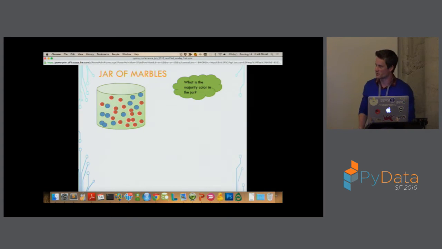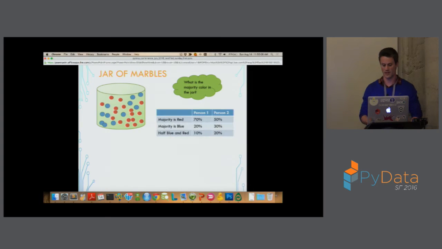Let's assume there are more marbles than there are now, but you would maybe give me some sort of answer like, I think probably red, or I think probably blue. Maybe I could push you a little further and get you to give me your degree of belief, so you quantify your belief a little bit more. And let's say I picked two people out of the audience and wanted to merge that information. Then ideally I would get a more informed opinion on what the majority of colors in the jar is.